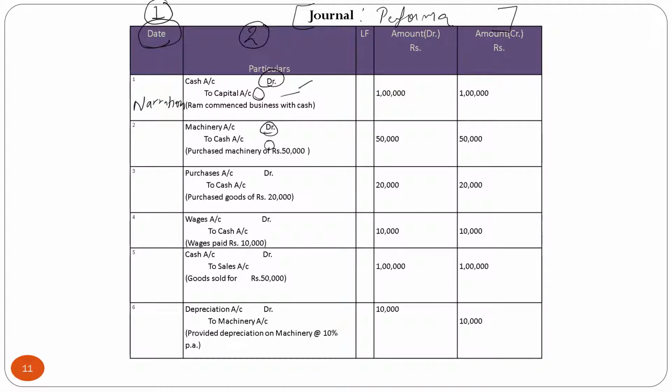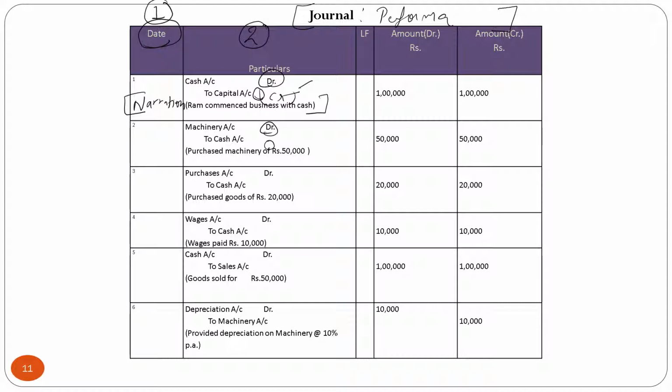A narration is a detail to the transaction. For example, the cash account debit to the capital account or the capital account credit. So what is that transaction? If you want to know, we can read the narration that Ram commenced business with cash, and the same for all the rest of the transactions.